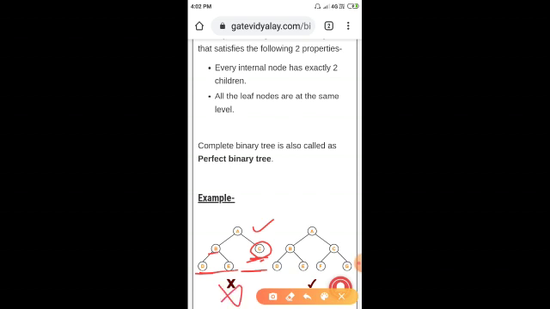Okay, perfect binary tree. Take this example. So B, C are the children of A. Take this, these D, E, F, G are all the leaf nodes, and those are all at the same level. So we have to call this a complete binary tree.